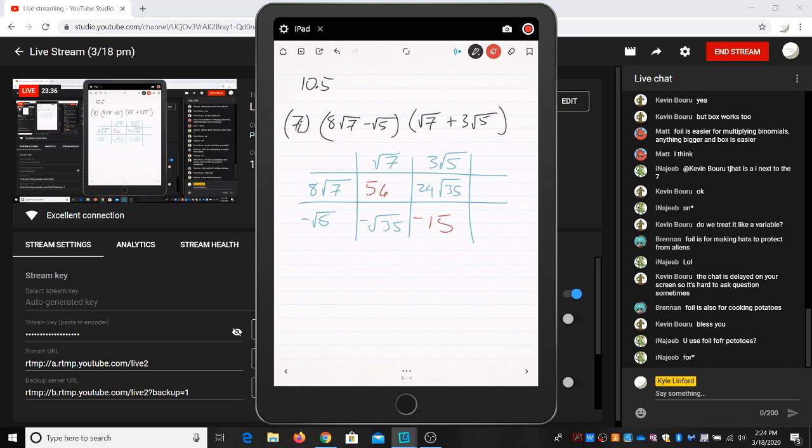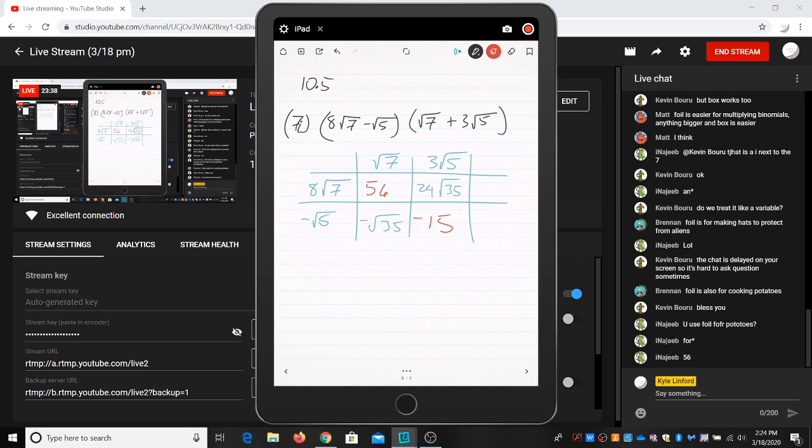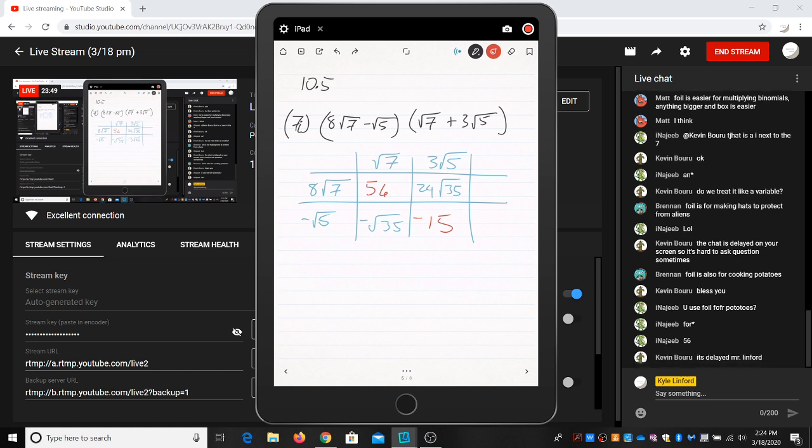What I love about the box method, you can see right here, like terms are on the diagonal from each other. They're right there and right there. So we can go ahead and combine those like terms. We have 56 minus 15. Let's see, 56 minus 10 is a 46. Minus 5 is 41. And then we have 24 root 5. Take away a root 5 should be 23 root 5. I'm sorry, root 35. And there we go. That should be our final answer.